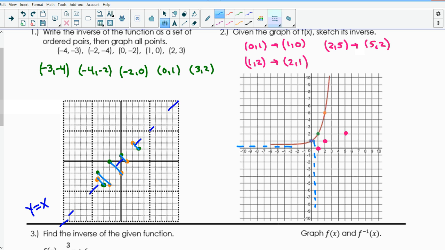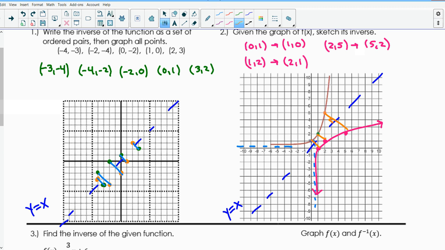And so when I connect, my function now looks like this. Okay, and I can see that it's an inverse function because, again, if I draw this line, y equals x, this diagonal line, this is y equals x. This is what helps me determine if it's an inverse function.